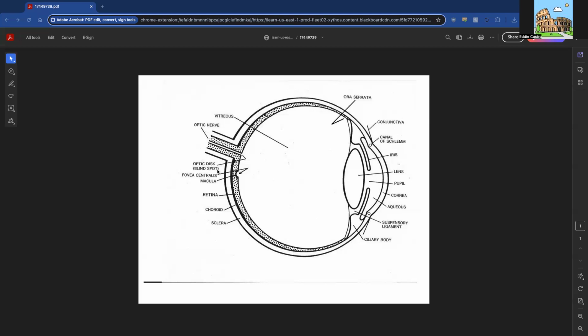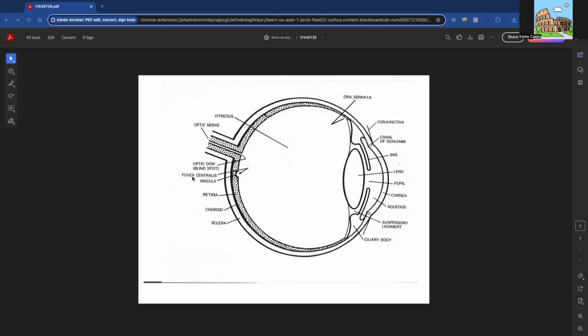The optic disc and blind spot. The optic disc is located at the back of the eye where the optic nerve exits the retina. This is also known as the blind spot because no photoreceptors are present in this area. The macula is a small, specialized area of the retina located near the center of the back of the eye. It contains a high concentration of cone cells and is responsible for sharp central vision.